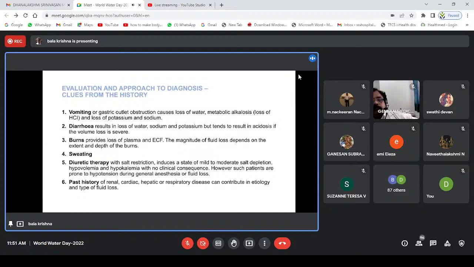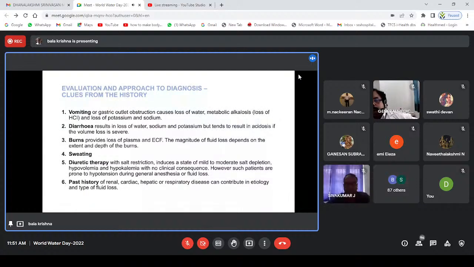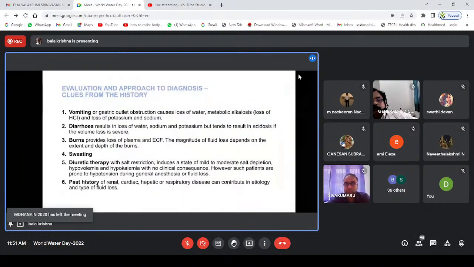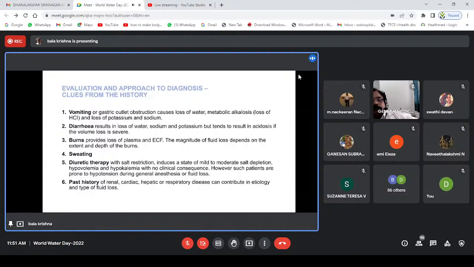Most patients who present with any medical or surgical cause, or any type of failure, will be on diuretic therapy with salt restriction. This induces a state of mild to moderate salt depletion in the patient to keep water balance in a negative state, resulting in hypokalemia and hypovolemia, but with no clinical consequences. But these patients are prone to hypotension during anesthesia or fluid loss.